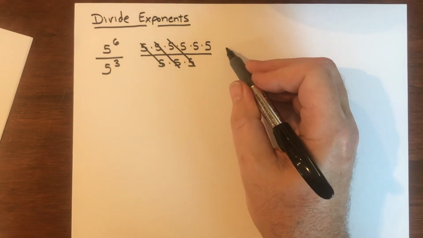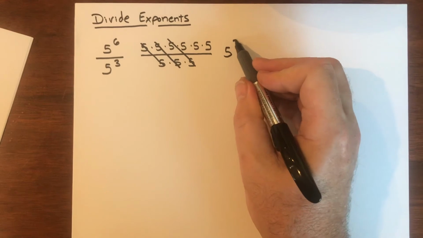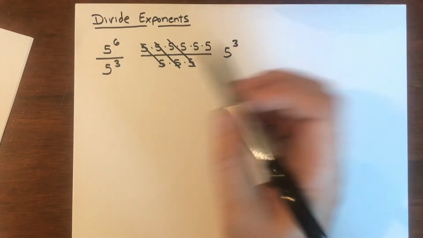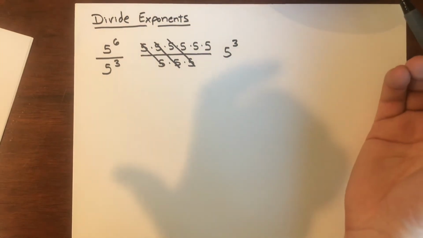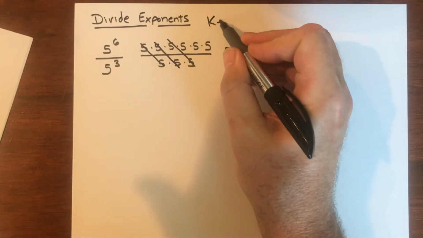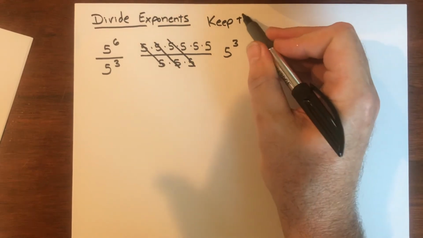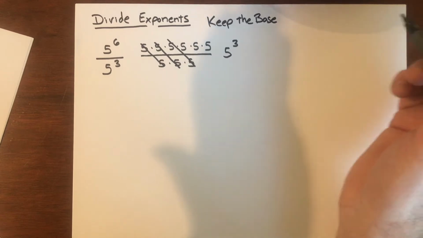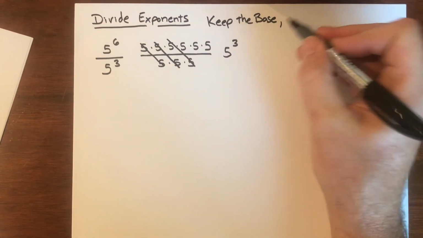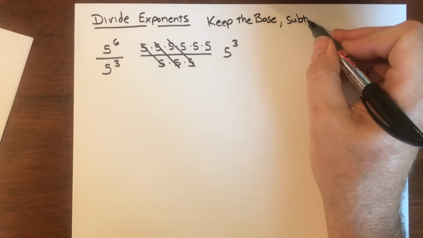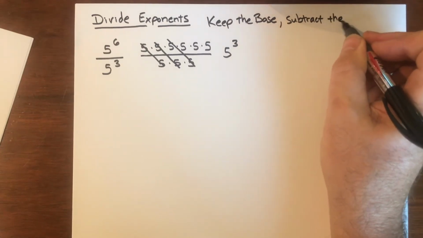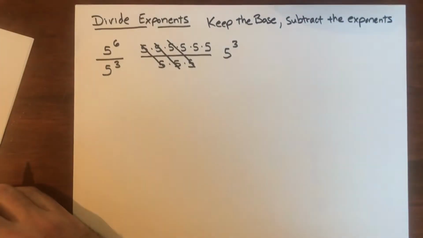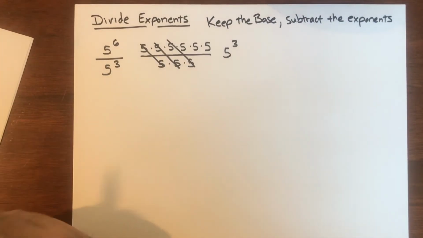Let's keep that 5. How many 5s were there? 3. That's the long way. What's the shortcut? You know it. What did we do? We did the opposite. We're going to keep the base. That's always what you do with exponents. You keep the base. That's the whole point of them. We're going to subtract the exponents. Okay. Keep the base, subtract the exponents.